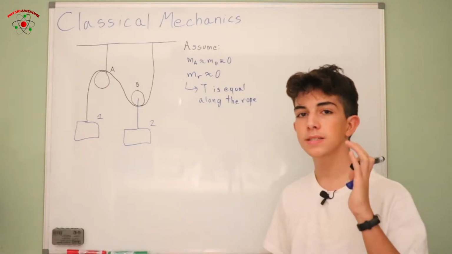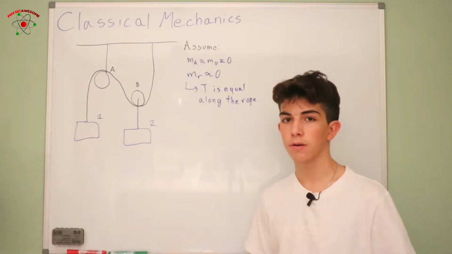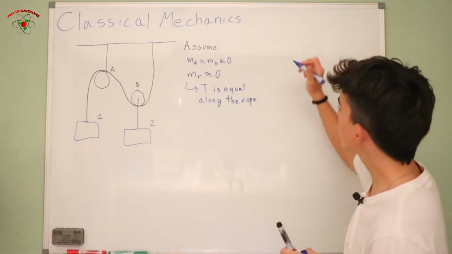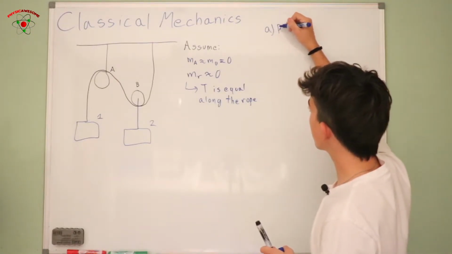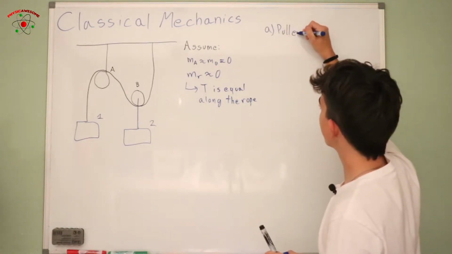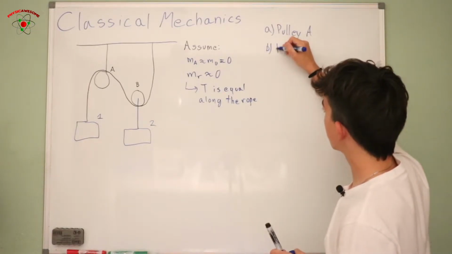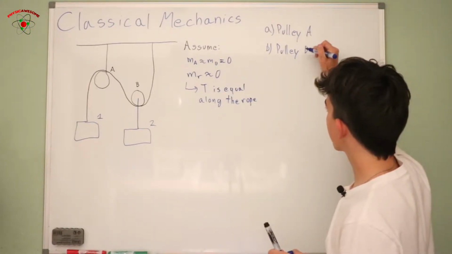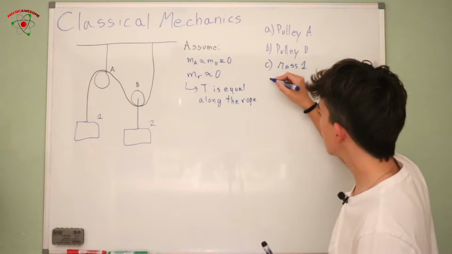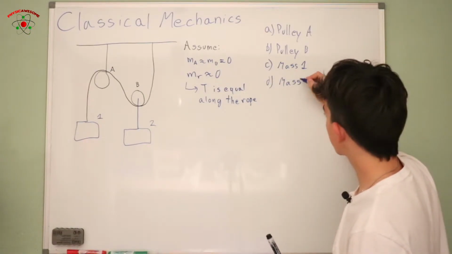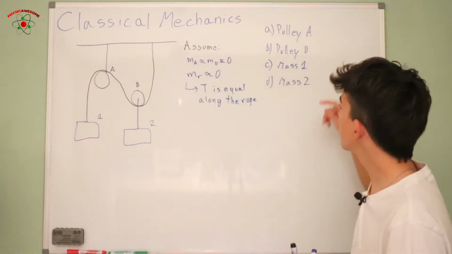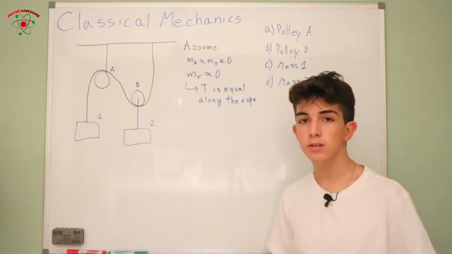Now, let's see what systems we are going to have, in which different parts we are going to divide this system. We will have, first of all, pulley A. That's not an L, it's straight E, pulley A. Then we'll have pulley B. We'll have also mass 1, and finally we'll have mass 2. Now the next step is to draw free body diagrams for each of these objects.